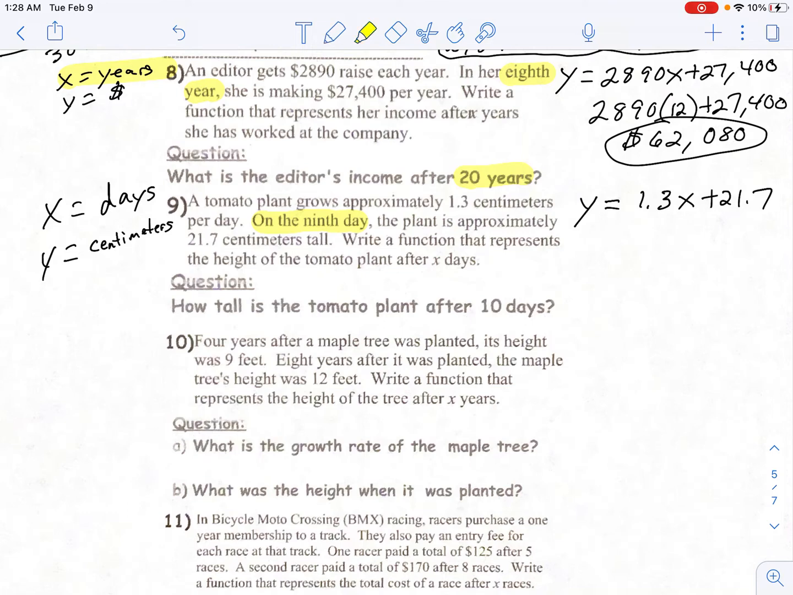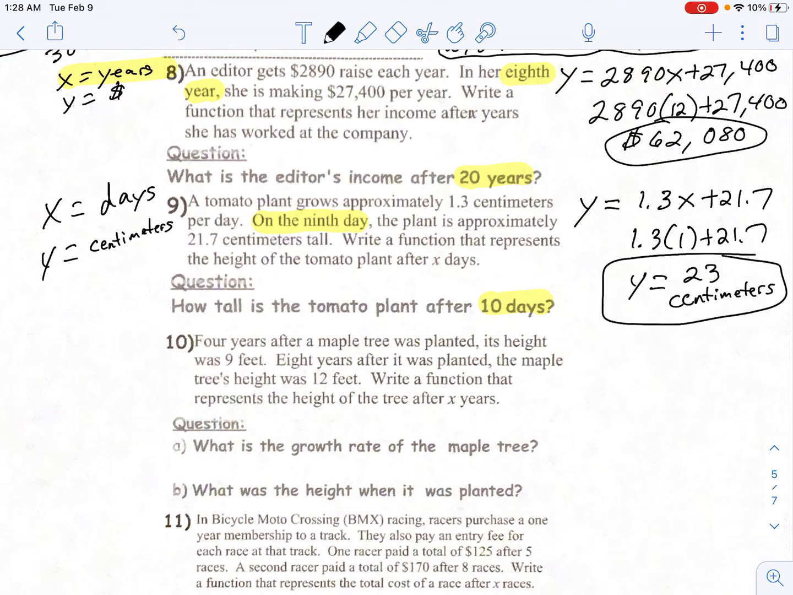It says, how tall is the tomato plant after 10 days? All right, so again, you got to realize that this problem starts on the 9th day. This is where we're at on the 9th day. So, what's the difference between 9 days and 10 days? Well, 1 day. All right? So that's what you should plug in right here. 1.3 times 1 is 1.3 plus 21.7. So your answer is y equals 23 centimeters.